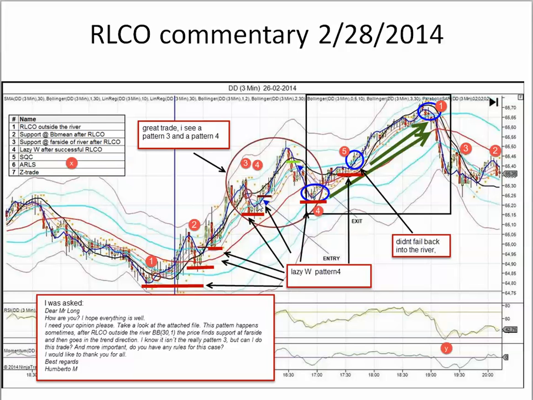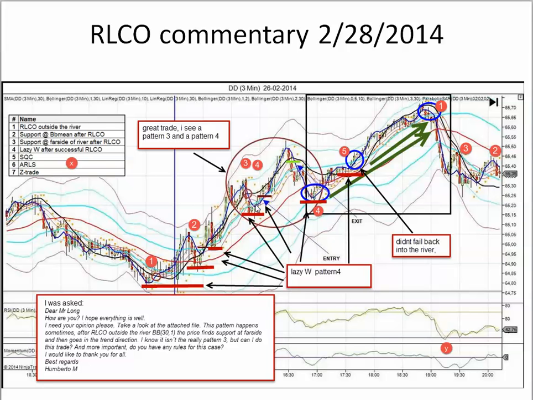To me, it's pattern 3 at the far side of the river. It didn't come back and test the Bollinger Band mean. Okay, call it pattern 2.5. You could also just simply call this a pattern 4. And this is a trade we want to take, by the way. It's finding support here above or at this support level, and now instead of failing, it's continuing on.